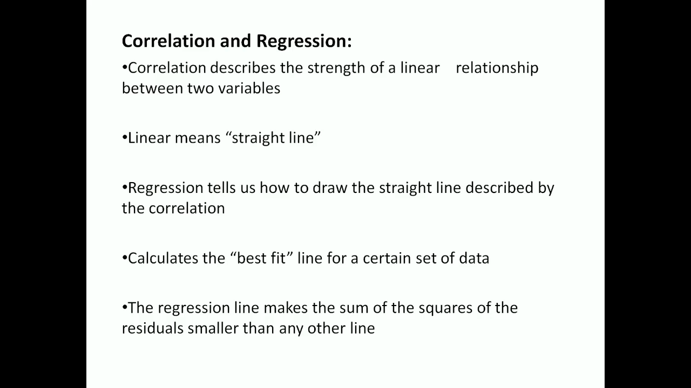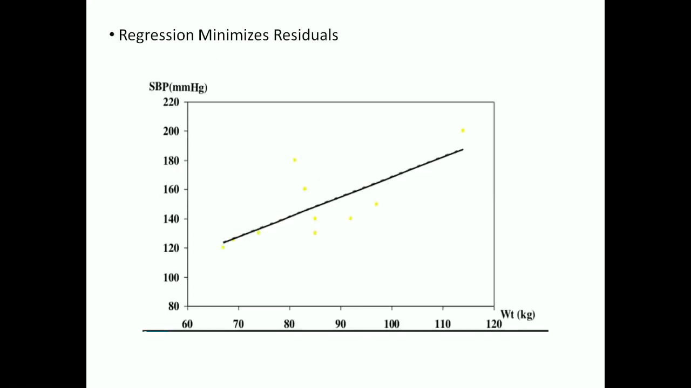Residuals means the difference between the estimated value and the calculated value. That difference between the two values is the residual. It is defined with the epsilon sign. Okay, so if you find the relationship between the two variables, this shows how the variables are linearly correlated with each other. You can see this diagram: regression minimizes residuals.